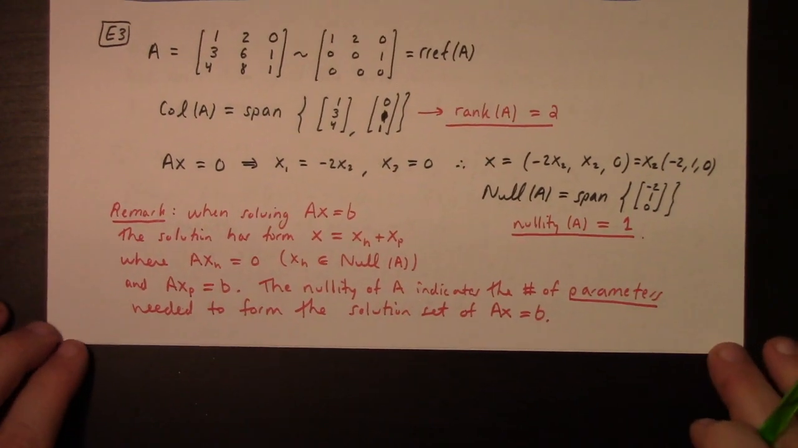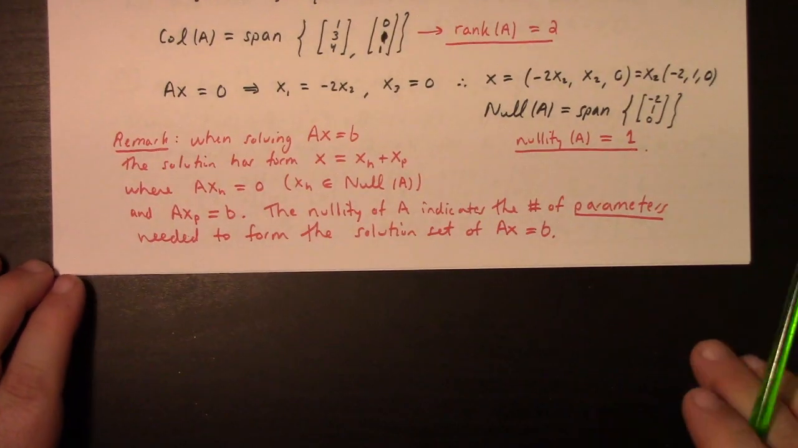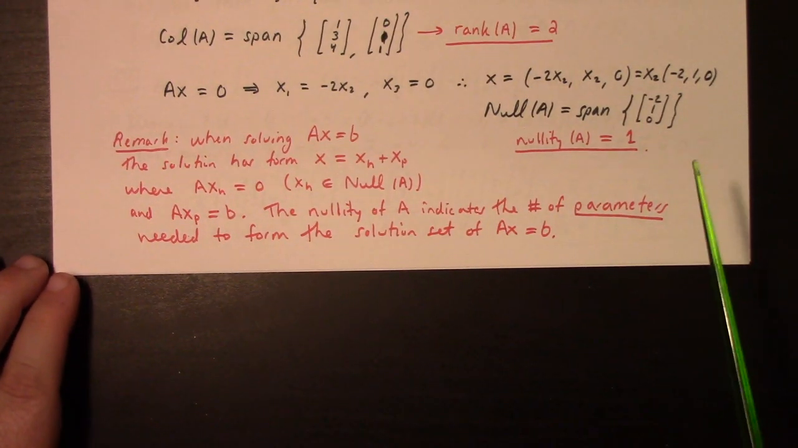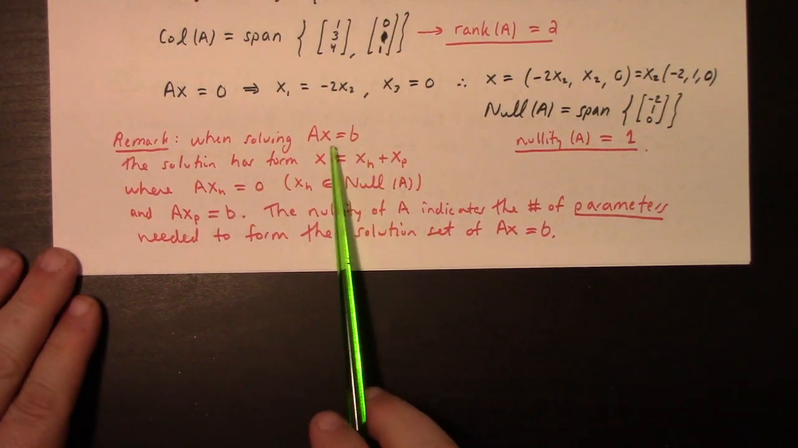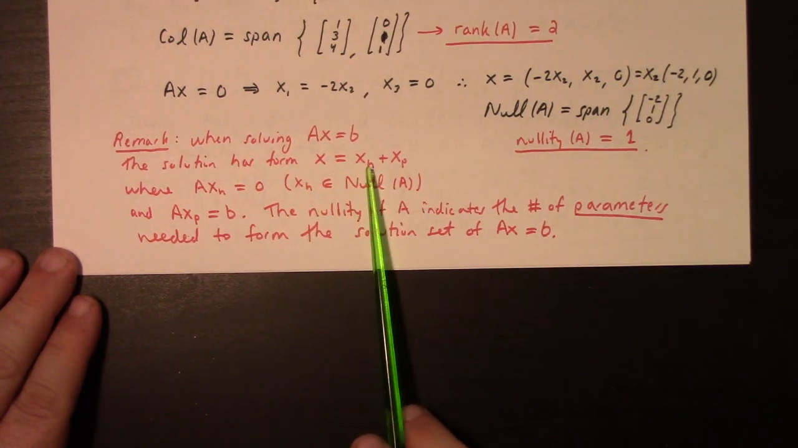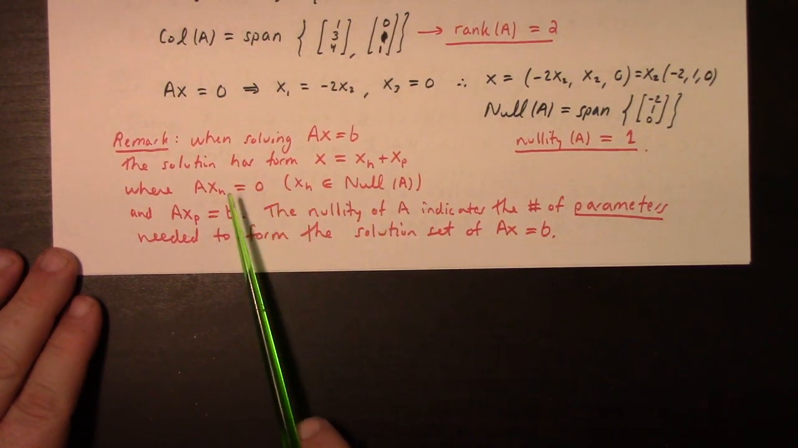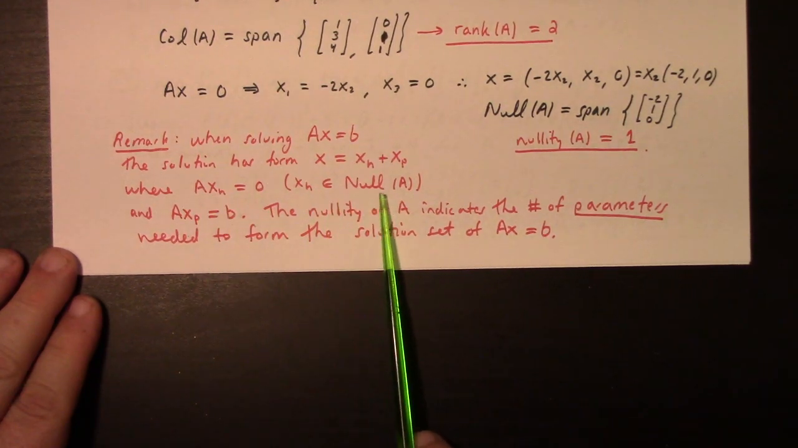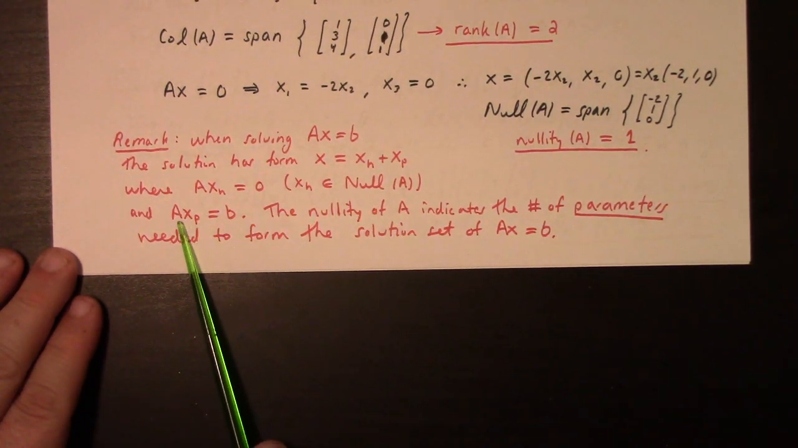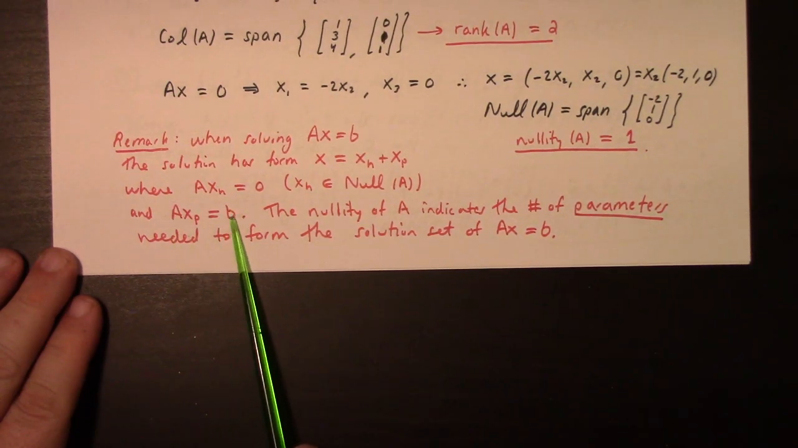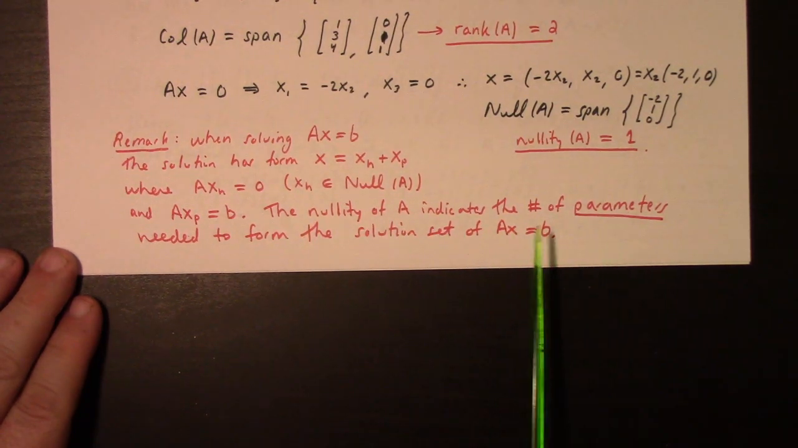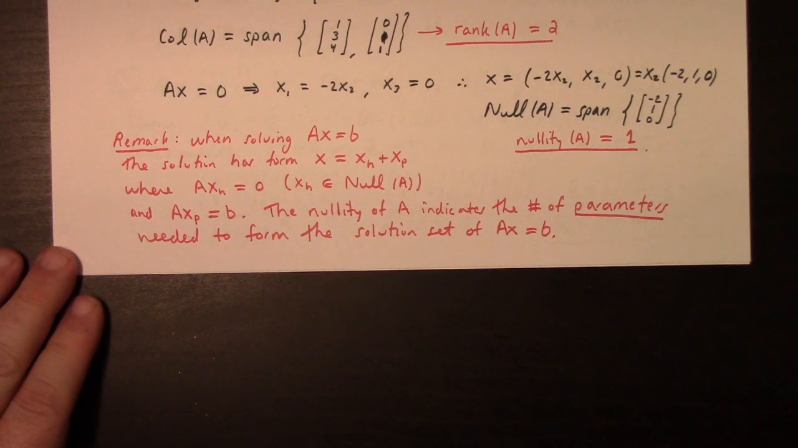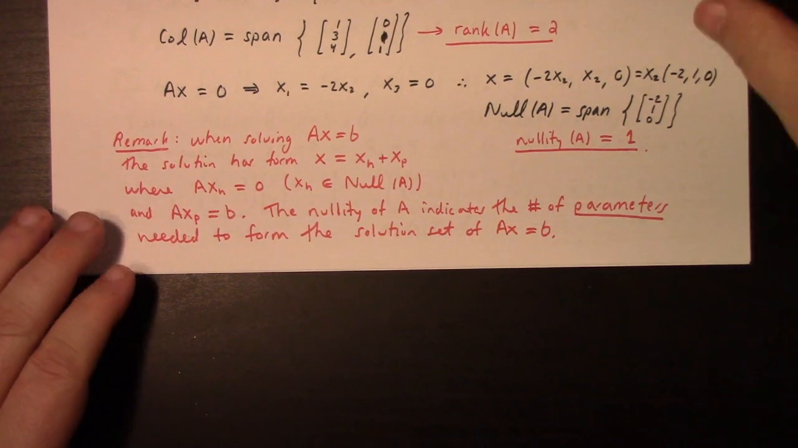And here's another comment I should make. This doesn't really matter to us too much in advanced calculus, but this is just something you ought to know as a student with an advanced engineering or math degree. When solving Ax = b, the solution has the form x equals a homogeneous part plus a particular part. The homogeneous part actually appears as a null vector of A, right? And the particular part is actually a solution, Ax_p = b. So in short, the nullity of A indicates the number of parameters needed to form the solution set of Ax = b. That's the meaning of nullity as it relates to solution sets.